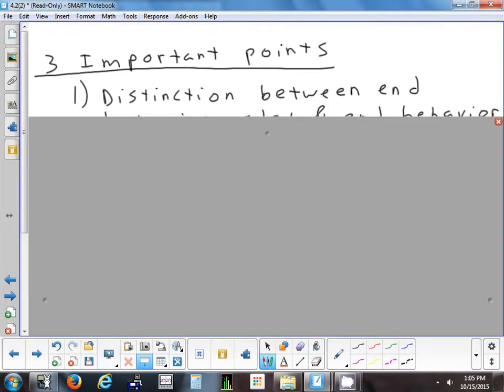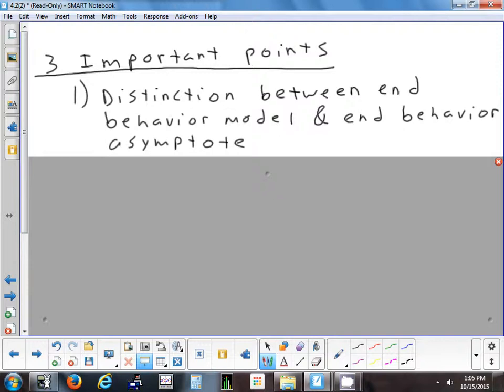All right, so 3 important points. There's a difference between an end behavior model and an end behavior asymptote. End behavior model, that's easier to find. If you've got a fraction, you just take the highest degree term in the top, divide by the highest degree term in the bottom. This is what we did yesterday. End behavior asymptote, that's what we're doing today. You have to use long division or synthetic division, and then write the quotient.